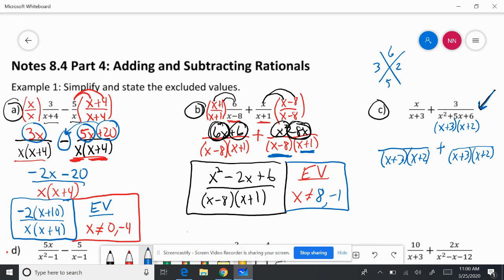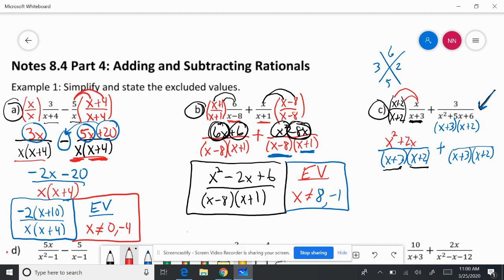For the first term, what we're going to do is multiply it by the x plus 2. And the reason that we're multiplying it by the x plus 2 is because if we look at our denominator, we have an x plus 3 and an x plus 2. It already has an x plus 3, so it's missing an x plus 2. Now we're going to distribute the x to each of the terms. So we get x squared plus 2x.